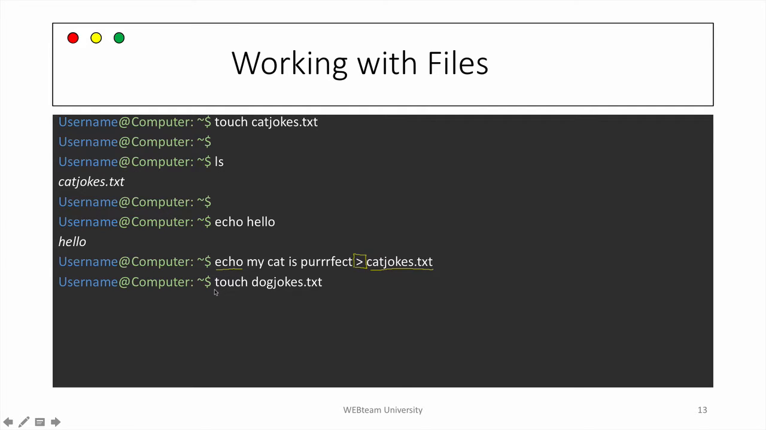I want to create another file, dogjokes.txt. So I'm going to issue the command touch dogjokes.txt. If I list the contents of the directory, we'll see I have cat jokes and dog jokes.